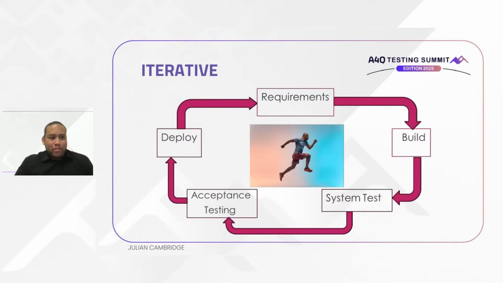Unable to track progress. No quality control. Let's bring in a model. There you go. Diagram solves all your problems. And it did. It largely did solve all the problems.